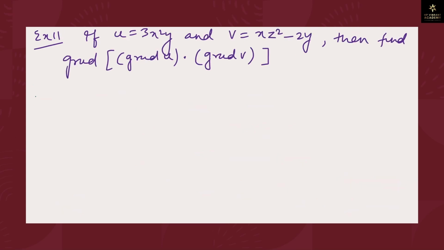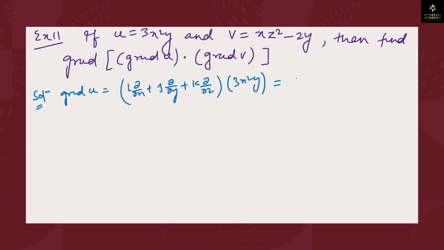Now let us find question number 11. How we can find this? So we have the gradient of u. Gradient of u is equal to i del upon del x plus j del upon del y plus k del upon del z times u. So this is 3x square y. So this is equal to 6xy i cap plus 3x square j cap plus del upon del z of this one, this is 0 k cap. Okay, so this is gradient of u.